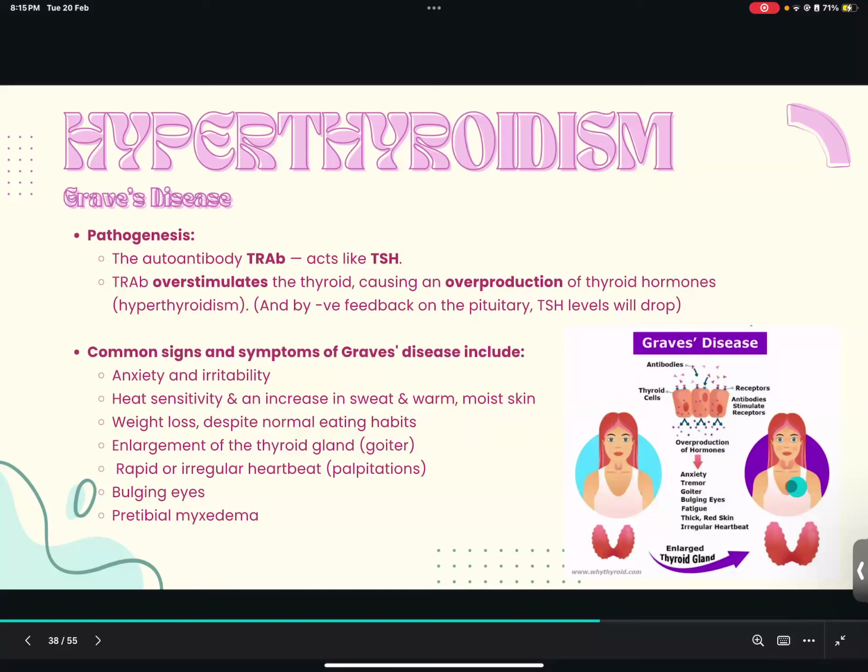They're also going to have a goiter, so a diffuse goiter. They're going to have palpitations, so rapid or irregular heartbeats, because of the positive chronotropic and inotropic effects that thyroid hormone has on the heart. And they're also going to have bulging eyes, and this is called exophthalmos. We're going to talk about that later, but exophthalmos is basically caused by the proteinaceous deposits behind the eye that happen as a result of Graves' disease. And they're also going to have something called pretibial myxedema, which we're also going to discuss later.